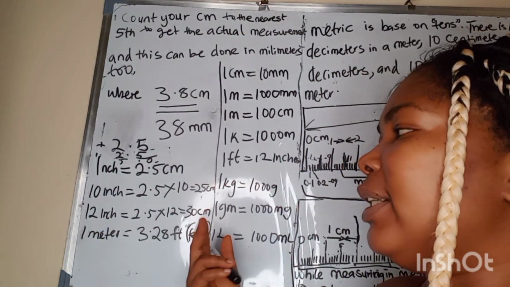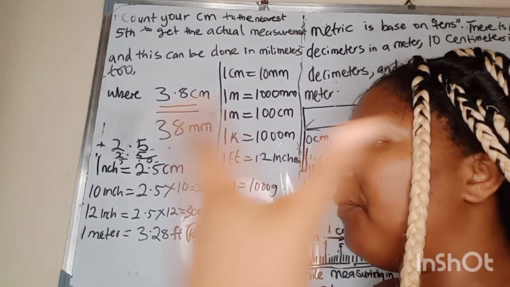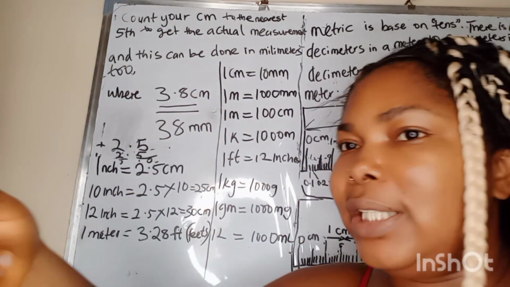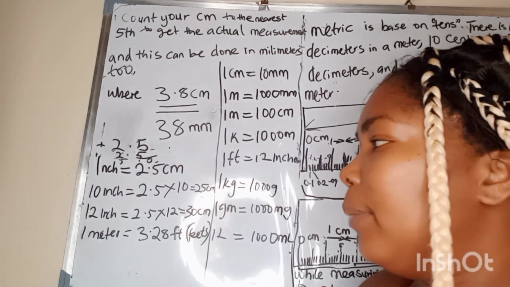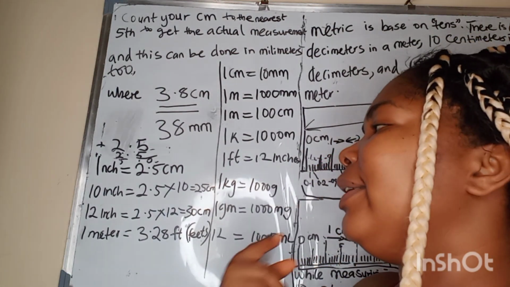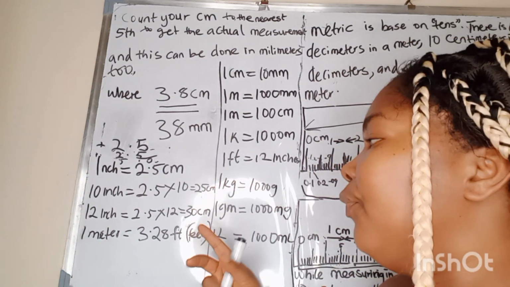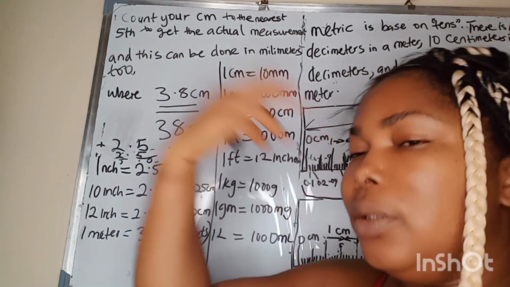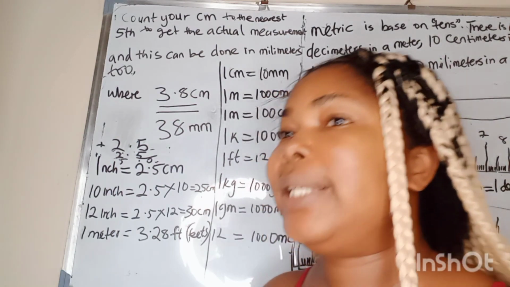Now you have 12 inches equals 2.5 times 12. So if you're doing 2.5 centimeters, multiply that by 12 to get your 12 inches. 25 inches is going to be 2.5 times 25. You keep multiplying it by its number. 50 is going to be 2.5 times 50 to get your accurate measurement.